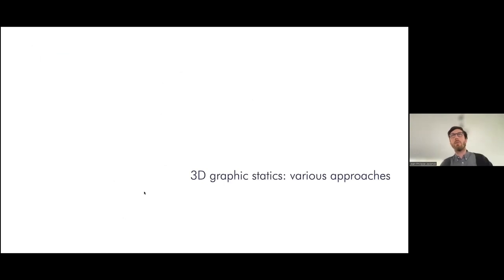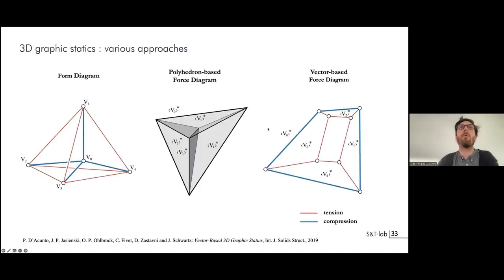So we arrived to this topic of 3D graphic statics, and we can discuss the various approaches. So basically, nowadays, there are two main approaches that derive from first theories from the 19th century, and we classify them as the polyhedron-based approach and the vector-based approach. So let me explain this page to you because it's quite important.